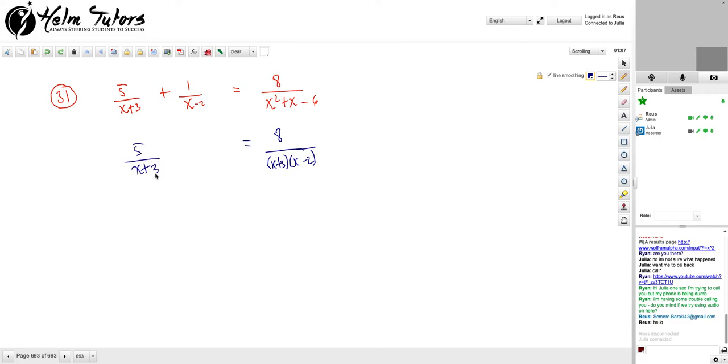Then multiply the other fraction by x plus 3 times x minus 2. Yeah, exactly. Do the opposite, right? For this one, multiply by x minus 2 over x minus 2, and the other one by x plus 3 over x plus 3. Got it. And then what?